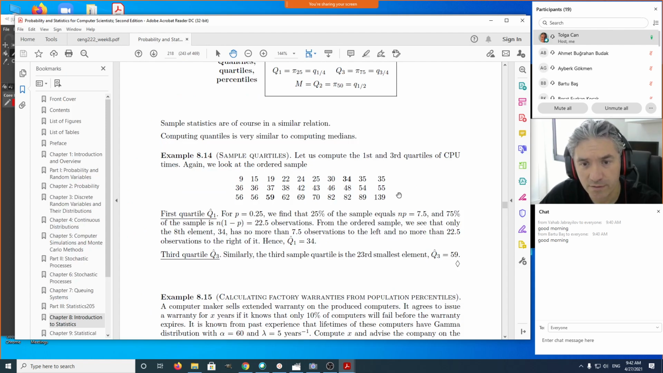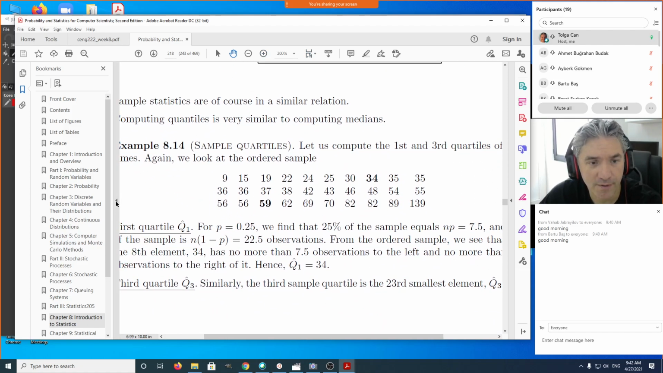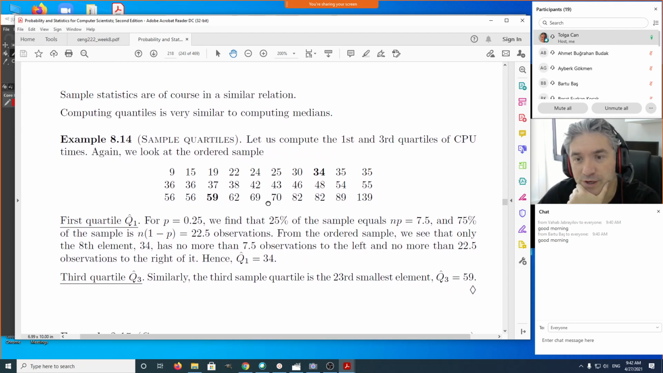It's about quartiles. Let us compute this. So this is example 8.14. Let us compute the first and third quartiles of CPU times, so that we have a sample. Usually when you have a sample of numerical values, it's good to order them. Ordering is going to be done in ascending order. After that, you can answer questions like, by just using array indexing, you can find the first quartile, the median, the third quartile, and if there are any outliers, you may also find them.